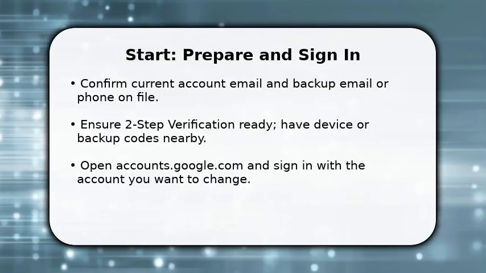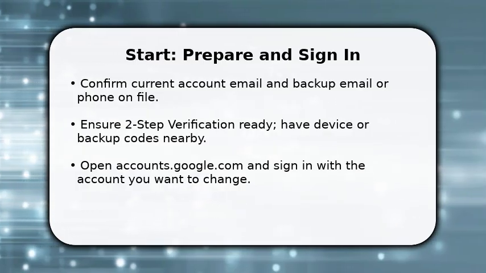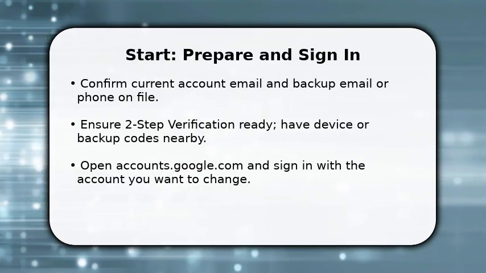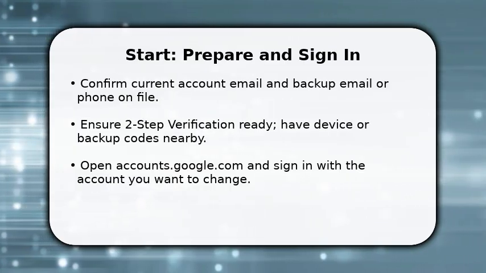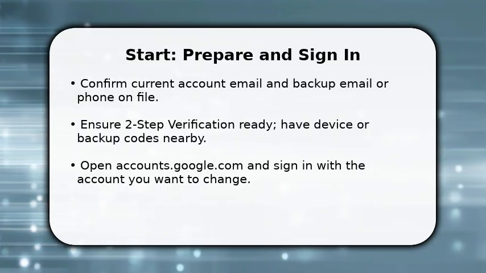You begin by signing in now, so grab the device that has your authenticator or SMS access. This prevents lockouts. Once signed in, navigate straight to your Google account settings, not Gmail settings, because this is the control center for identity, security, and personal info.